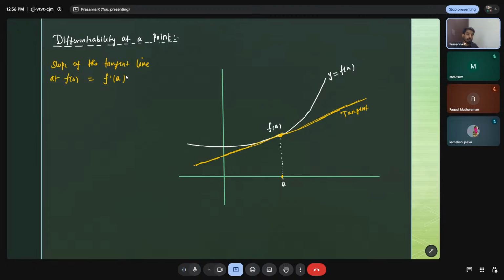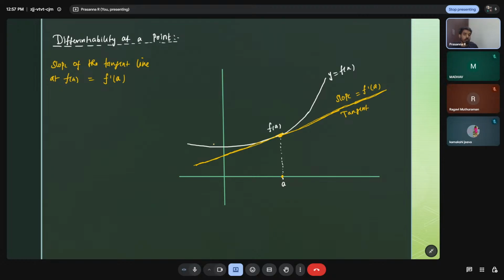A is a point, f of a is the output, and for that output you draw a tangent line to the curve. The slope of that tangent line is your f dash of a. Now, how to find f dash of a? That is the question. How to find the slope of this tangent line? The slope of this tangent line is nothing but your f dash of a. So, how to find f dash of a? That is the next question, right?